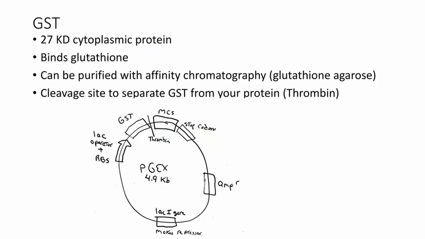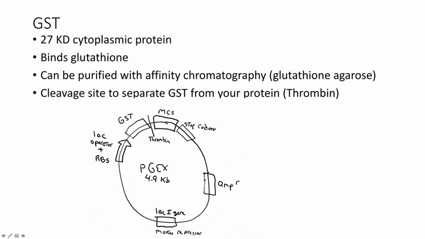So, as I said, we are using GST, and GST is a 27 kD cytoplasmic protein that binds glutathione, and it will bind to glutathione agarose, so we're using that affinity chromatography that we learned about in the aldolase experiment to be able to purify our protein. If we wanted to, after our GST SH2 has been purified, we could use thrombin to cleave our GST from our SH2. So this comes in the form of a plasmid that's called PGEX.